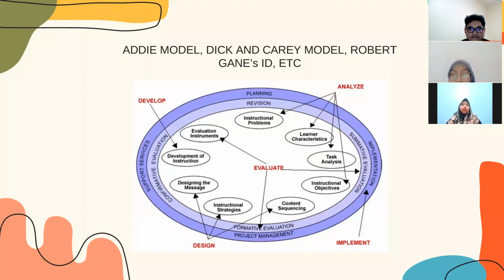Okay, let's talk about the five stages in the ADDIE instructional design model. First, analyze. The analysis phase can be considered the goal setting stage. The focus of the designer in this phase is on the target audience. It is also here that the program matches the level of skill and intelligence.